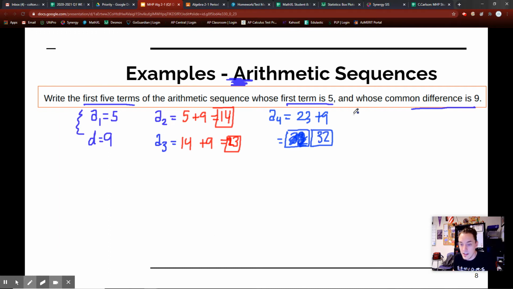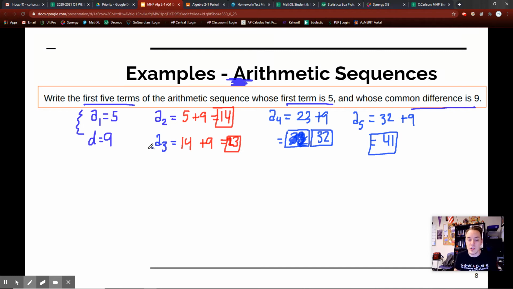So A sub 5, what is that? Well, I take the preceding term, which is 32, and I add 9 to that. What is that going to be? This is 41.